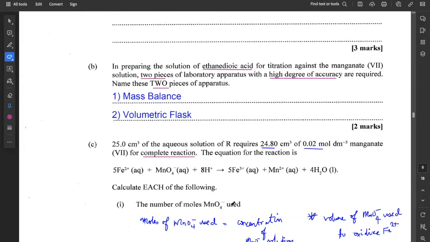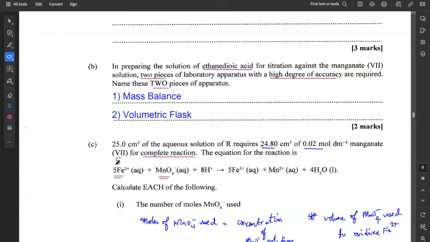So the first thing I suggest students do with these kinds of questions is, first of all, look at your balanced equation. Then you're gonna just zero in on the species that the question is asking you about, right? So the question is asking about this aqueous solution of R, which contains this Fe2+. So we're concerned about this species here, and we're concerned about it being titrated with this manganate 7. So the first thing I would suggest is just to pull out the molar ratios from these two species that are reacting, okay? And so when we look at this, we see that the molar ratio is what?